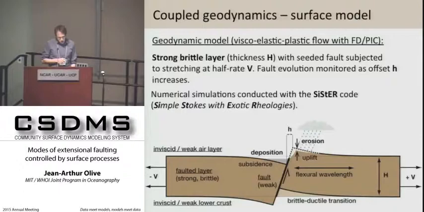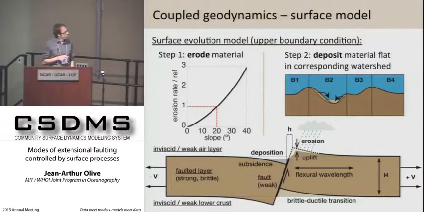What we do in this is we initially see the weak zone that will rapidly take up the extension and form a fault. And we will monitor how this fault evolves and grows, how it bends the layers around it, and how it interacts with a very simplified formulation of surface processes. So the coupling of that model is achieved within our code.